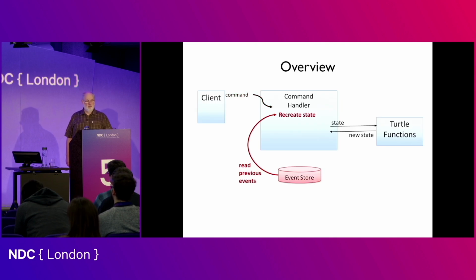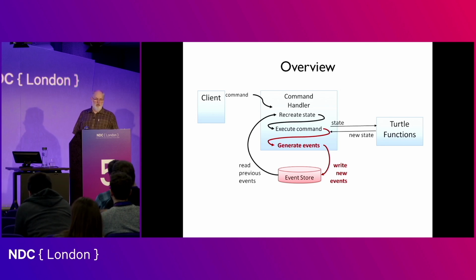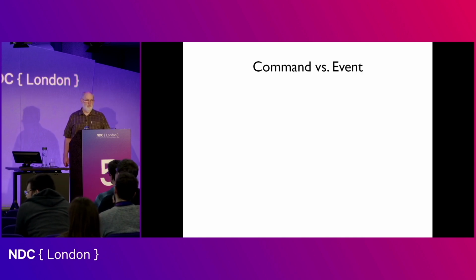So here you go, I send a command. So I read up all the previous events, like in the chess game. I load up all the previous events from the chess game to get what the current state of the game is. And then I execute the command, and that might give me a new event, which I then save back to disk. Right? And then that loop just keeps going and going. So that's how event sourcing works.